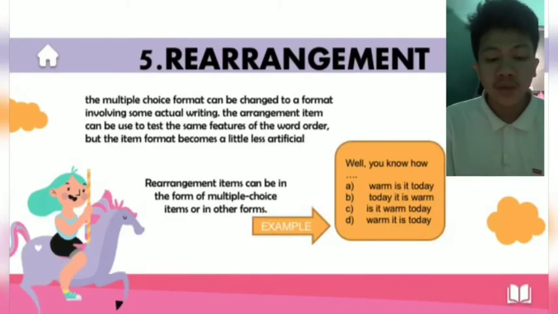Number 5, rearrangement. The multiple choice format can be changed to a format involving some actual writing. The rearrangement item can be used to test the same features of word order, but the item format becomes a little less artificial.